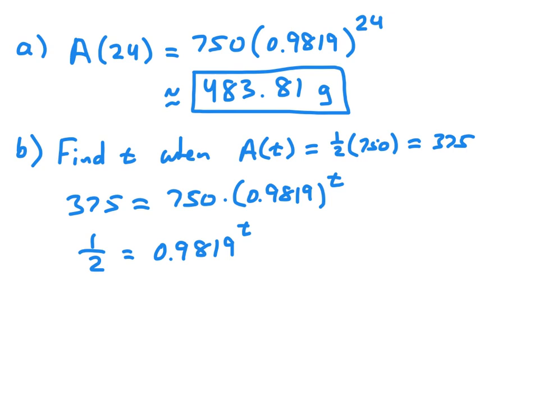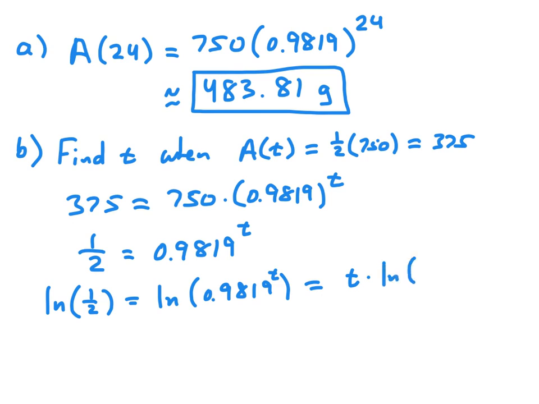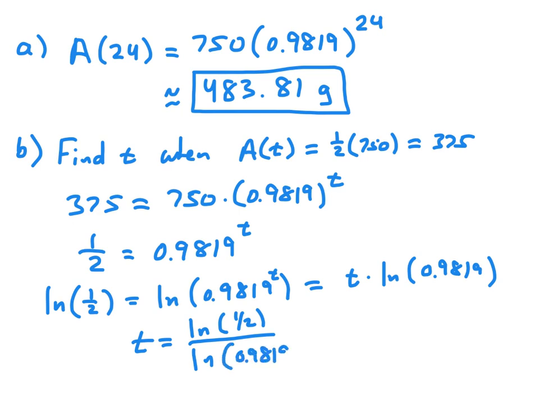To get the t out of the exponent, we're going to take logarithms of both sides, and apply the power rule for logarithms, bringing the t out front of that logarithm. So it's t times natural log 0.9819. To solve for t, then, we just simply divide by that logarithm. So we end up with natural log of 1/2 divided by the natural log of 0.9819.